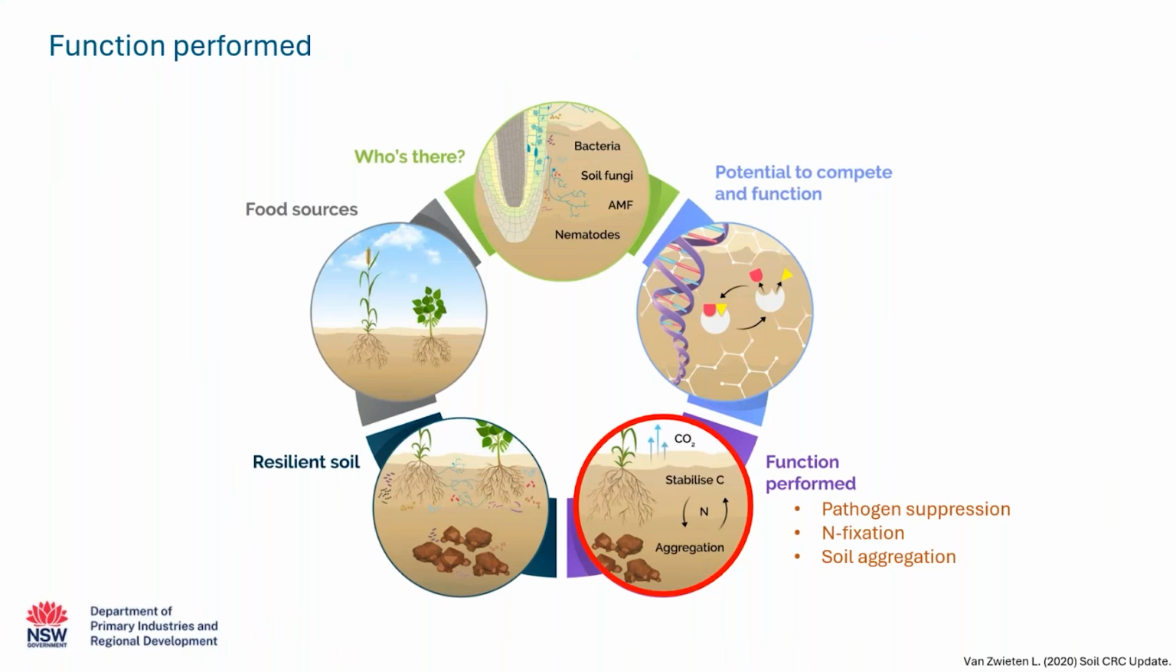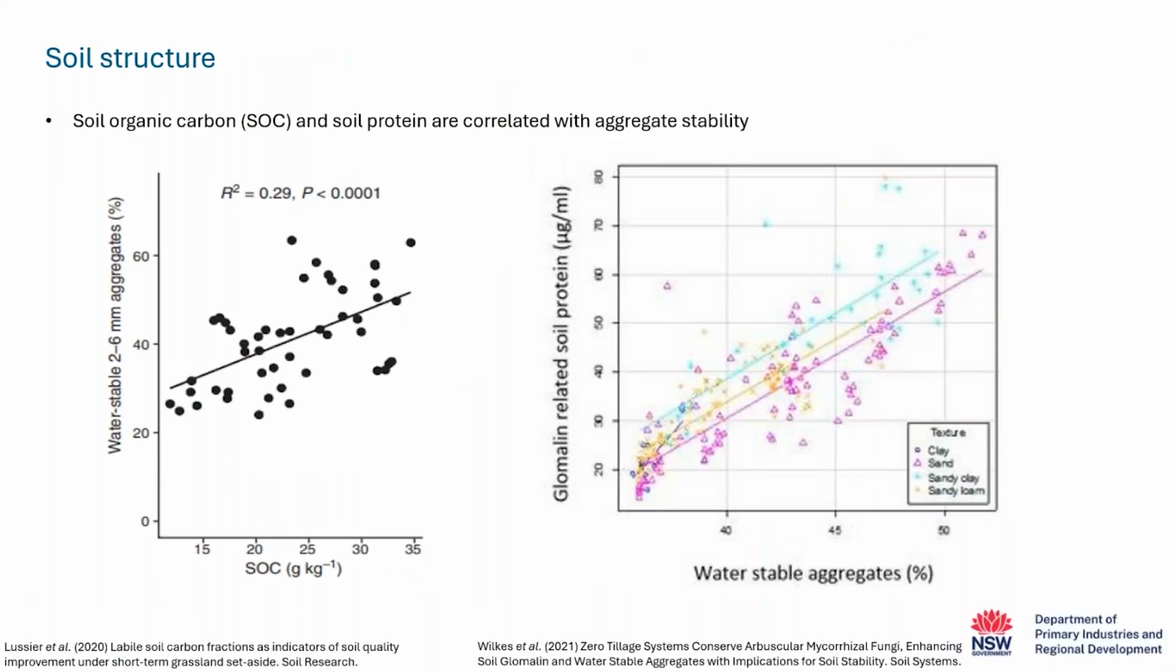The next part of the framework is soil function. So moving from functional potential to actual outcomes. Let's look at soil structure as an example here. Research has shown that aggregate stability is positively correlated with both soil organic carbon and soil protein, such as glomalin-related soil proteins. These relationships suggest that soil organic carbon and protein concentrations could serve as proxies or biological indicators for soil structure and function.